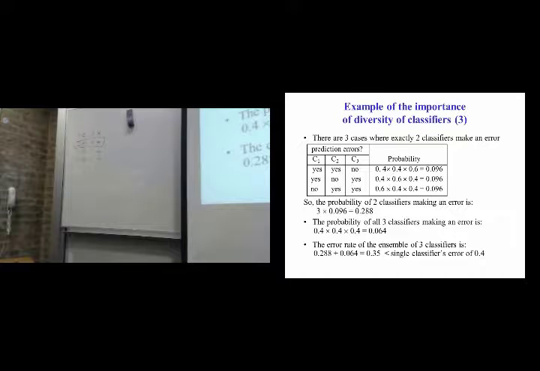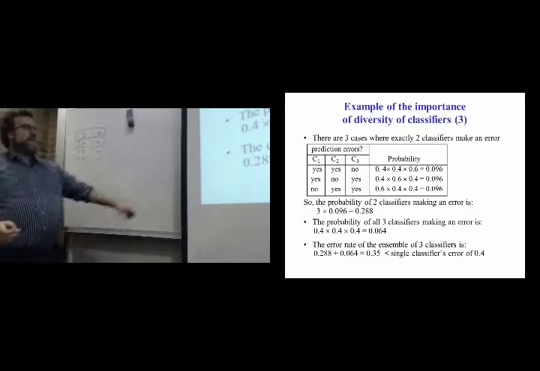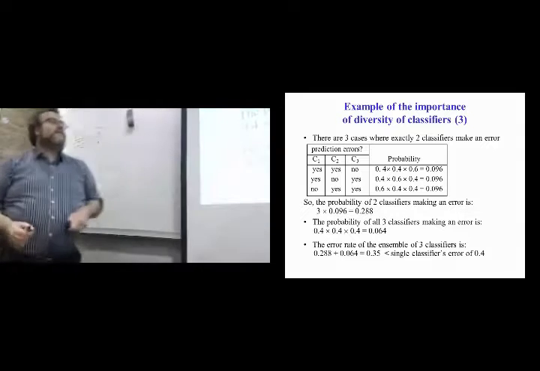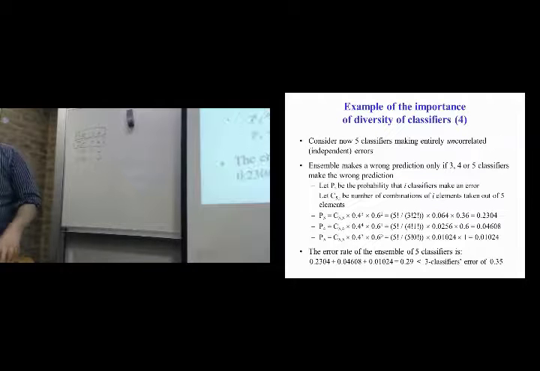And then we can calculate this other case here, this case where 3 errors were done, and that's only one way of doing that, which is for each of them in turn to get it wrong. And so we can calculate the probability of that. And then we add those together and we get approximately 0.35 out of that. And that's better than the single classifier's error of 0.4.